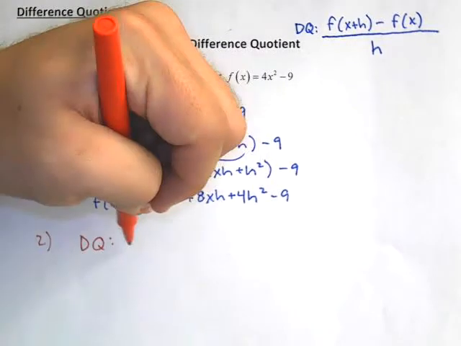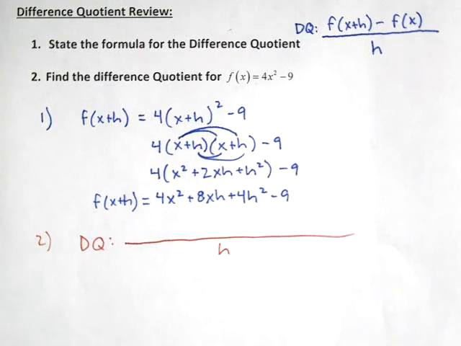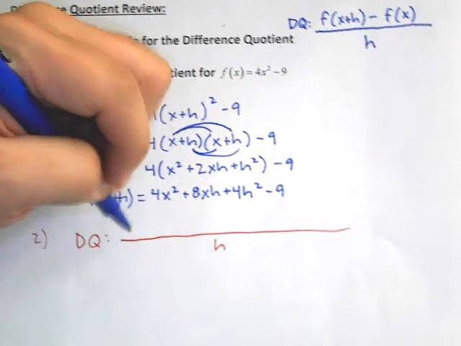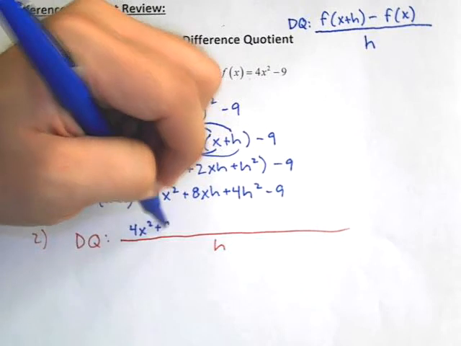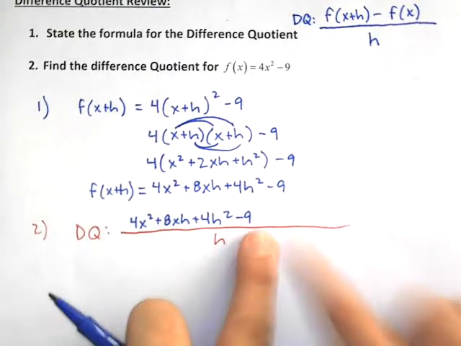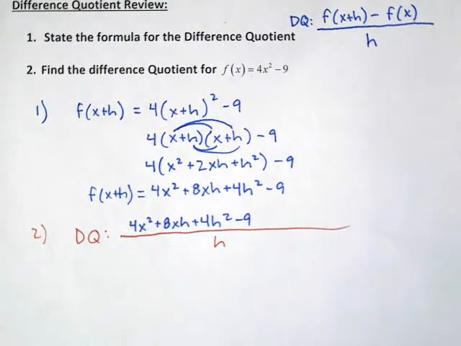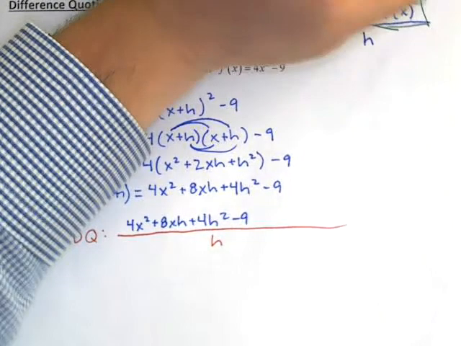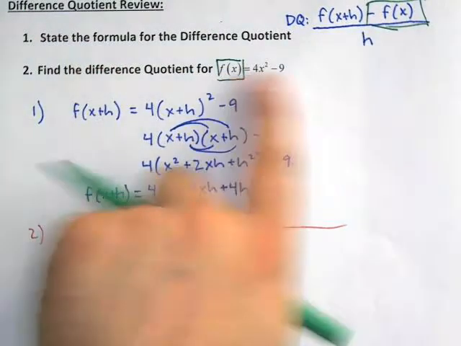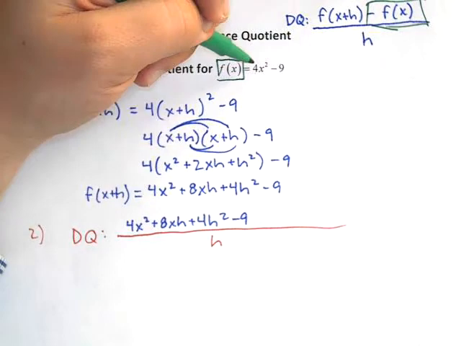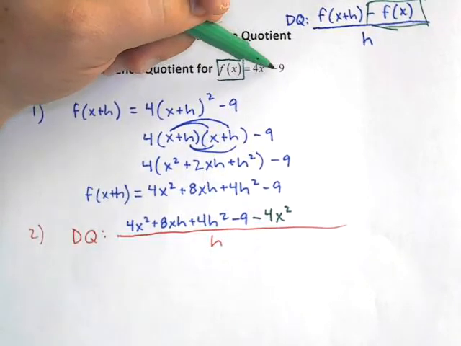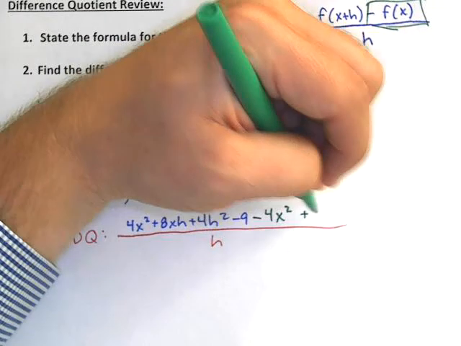Well, we know that we're going to have everything over h. We also know what f of x plus h is, so I'm literally just going to copy down what I just found. And then notice the last thing we're missing right now is this minus f of x. I know f of x is right here, so I am going to subtract this function, which means I need to subtract every piece. So I'm going to subtract 4x squared, and I am going to subtract negative 9. Well, subtracting negative 9 means I'm actually adding 9.